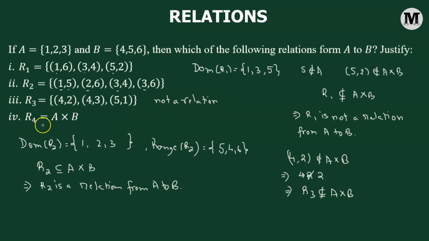Coming to the final one, R4. R4 is simply the Cartesian product of A and B. We know that when we take the Cartesian product of A and B, and we have a relation R4, each and every element of R4 must be a subset of the Cartesian product of A and B if the relationship goes from A to B. Now, since we have a relation which is itself the Cartesian product of A and B, definitely we can say that R4 is a relation, and it is indeed going to be a relation from A to B.